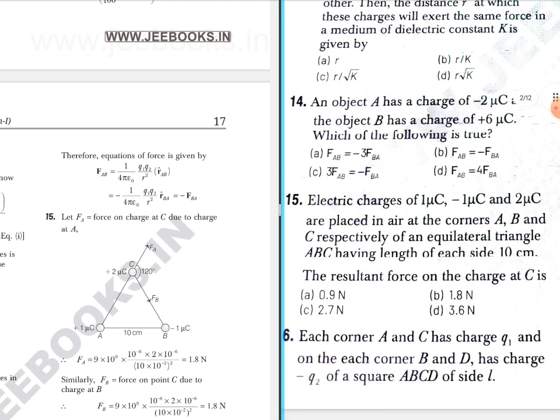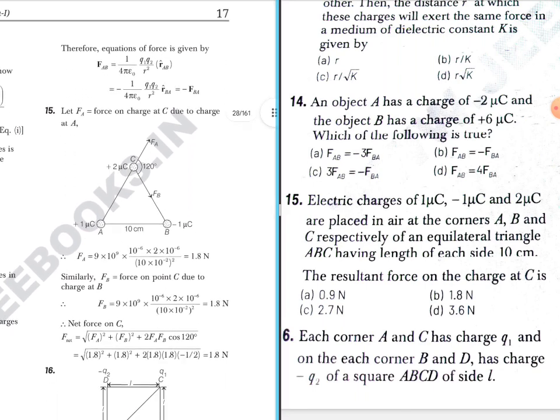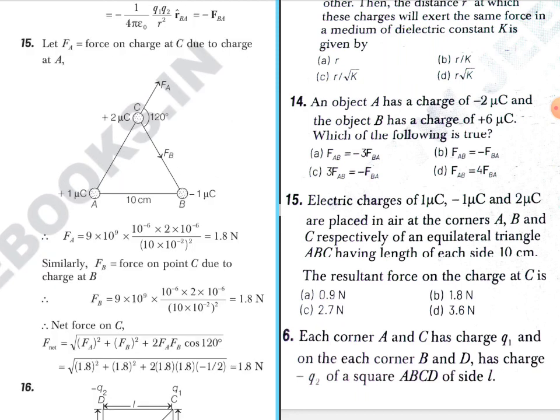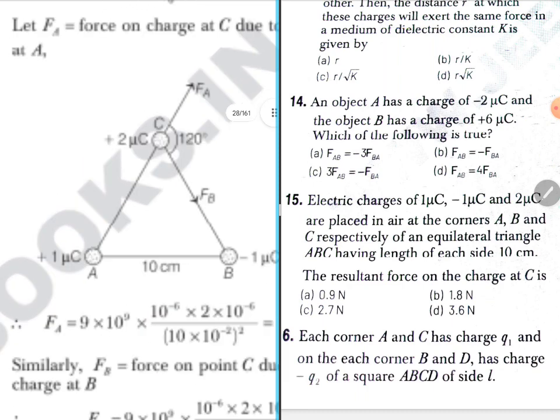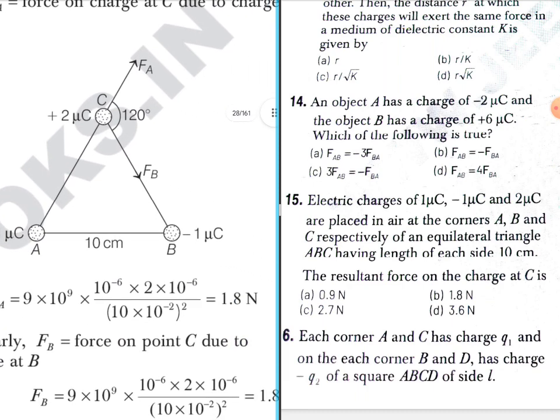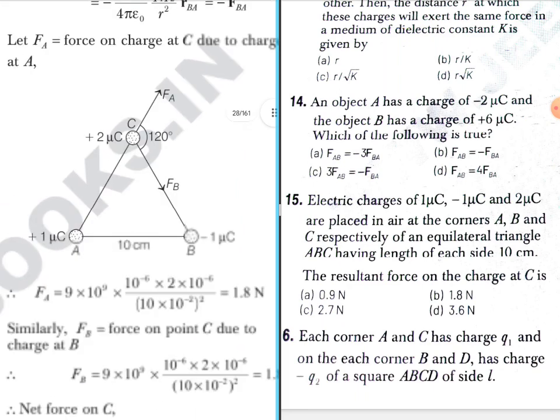Okay, so 15th question is electric charges 1 microcoulomb, minus 1 microcoulomb and 2 microcoulomb are placed in the air at the corners ABC of an equilateral triangle. Can you see the solution on the left side? The equilateral triangle side is 10 centimeter. So the resultant force on charge at C, the plus 1 and plus 2 will be repulsive. Whereas the plus 2 microcoulomb and minus 1 microcoulomb, between them it will be attractive. You have to call this end as A and B, so you get FA and FB. Angle between them is 120.